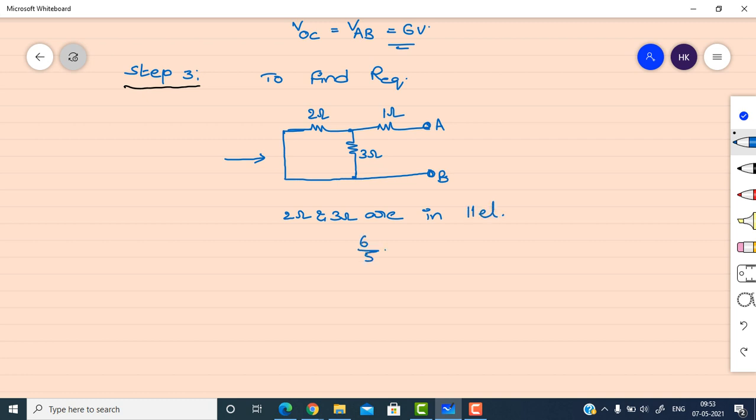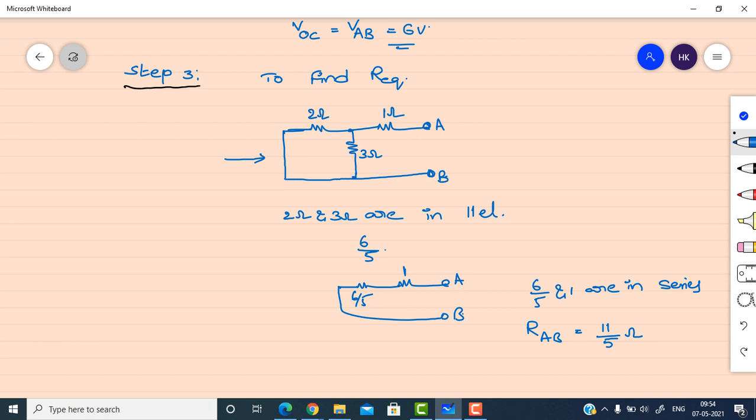It's 6 by 5. And this 6 by 5, this is A terminal and this is B. This is the parallel combination of 6 by 5 and this is 1 ohm. Now these two are series. Yes. So therefore the equivalent resistance between A and B terminals is 11 by 5. Yes. Next step we have to find out current.